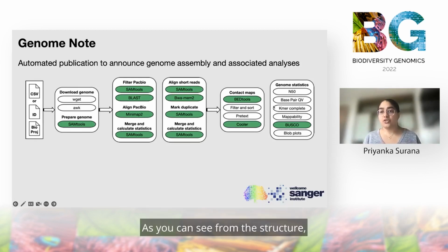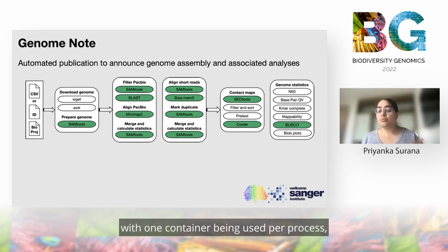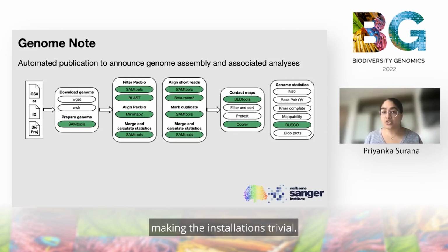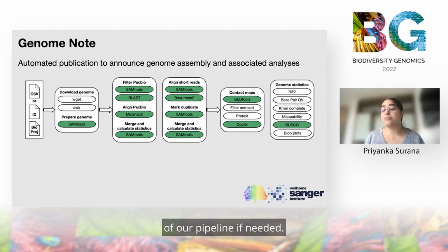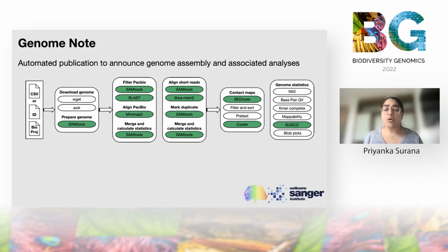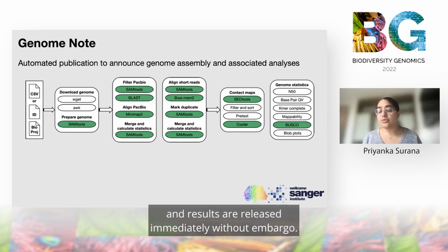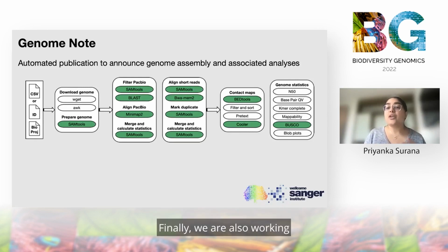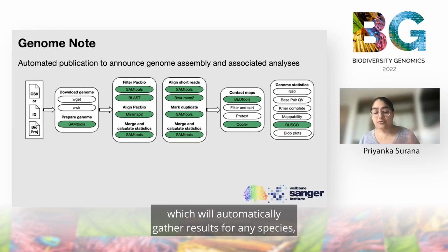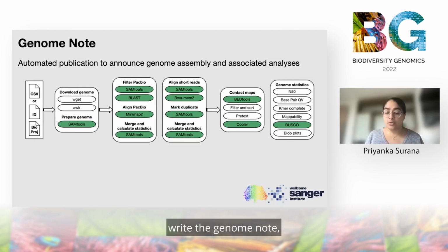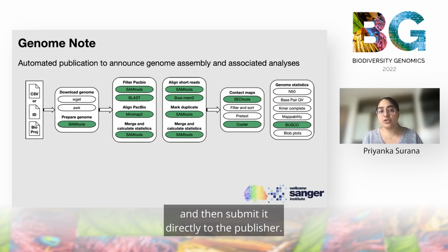As you can see from the structure, the pipelines are highly modular, with one container being used per process, making the installations trivial. And also, this allows us to share different aspects of our pipeline if needed. All our data sets and results are released immediately without embargo. Finally, we are also working to integrate this pipeline into a platform which will automatically gather results for any species, write the genome note, and then submit it directly to the publisher.